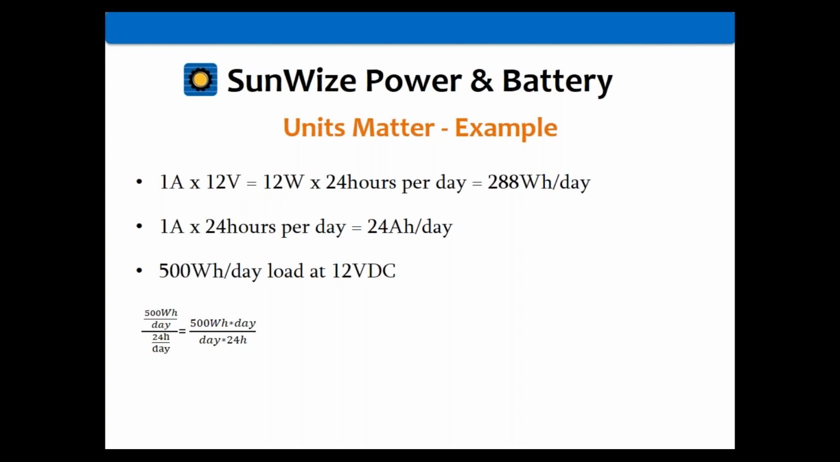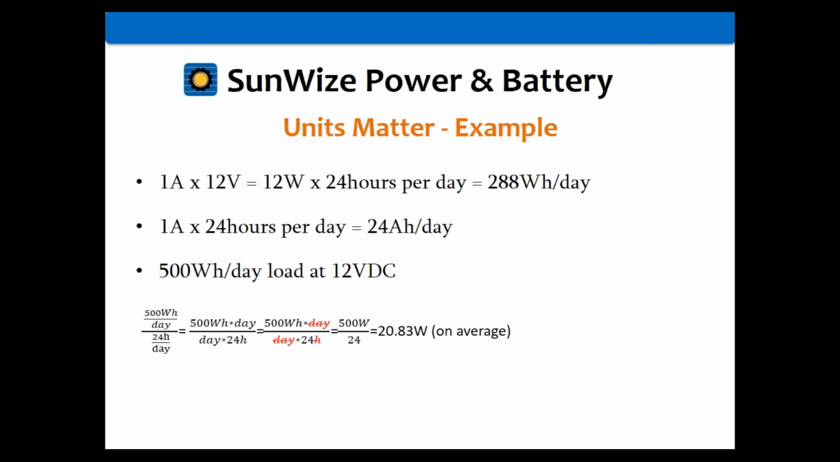And that's going to be at 12 volts, then you can start working backwards with these things, and this is how the units matter. So you've got 500 watt hours per day, and there's 24 hours in a day, so then you can multiply these things out. The days are going to cancel out, and the hours are going to cancel out, and you're just left with 500 watts divided by 24, which is going to give you 20.83 watts. Now, it's important to understand that is on average.